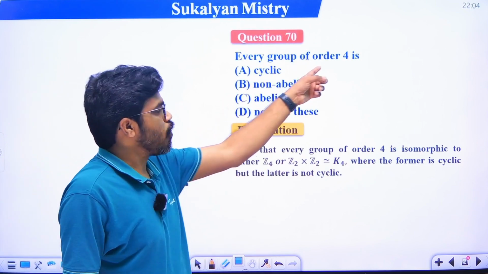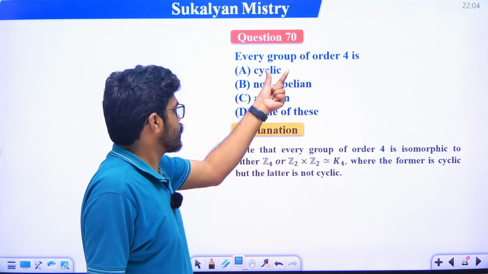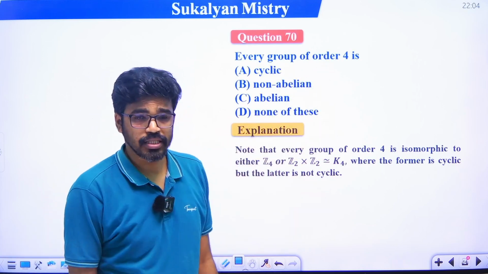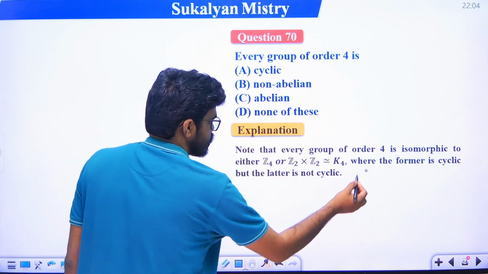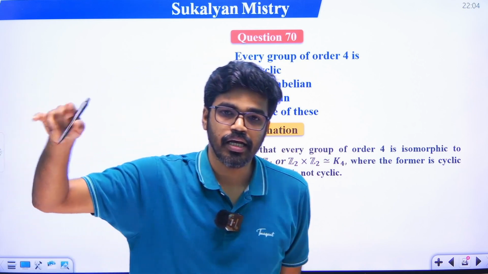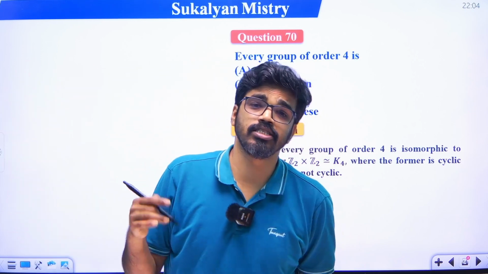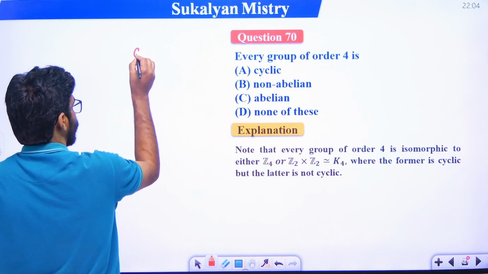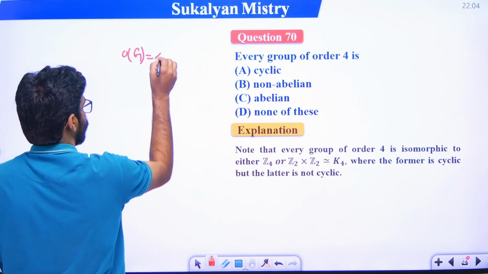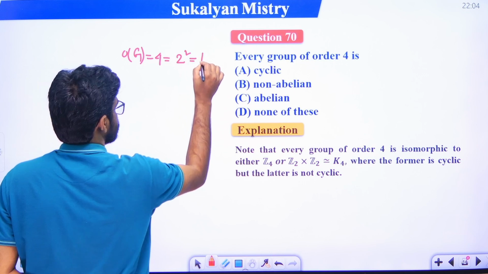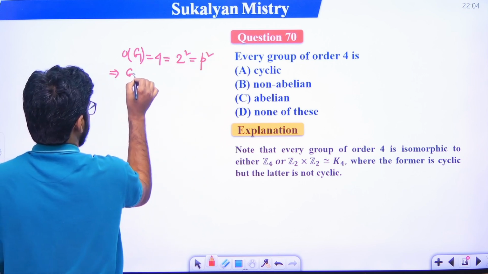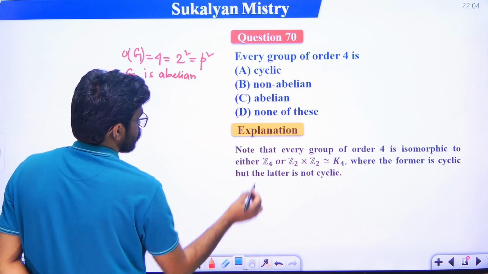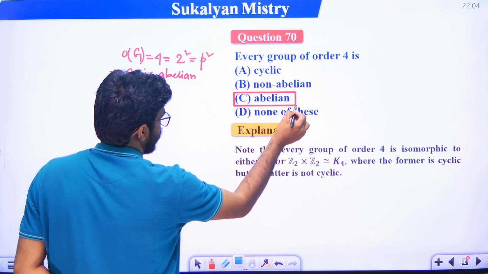Every group of order 4 is cyclic, non-abelian, abelian, or none of these. Just see, every group of order 4. Suppose G is a group; just recall this result: if the order of G is p square, where p is prime, then G is abelian, right? Suppose G is a group of order 4, that is 2 square, which is of the form p square, that means G is abelian. But not cyclic, so option C is the correct answer.